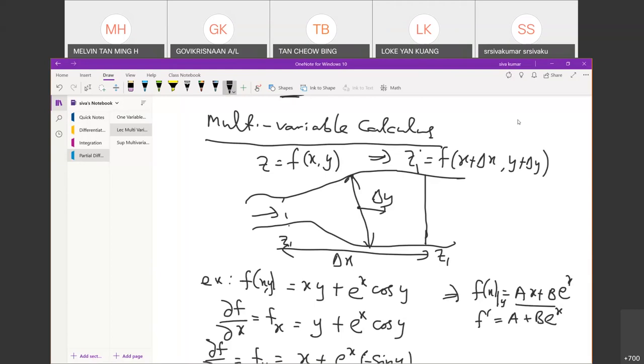At this point, the Z. What is the difference? I need to see Z1 minus Z. This one is Z, it's not Z1. Therefore, you can see there is some difference that exists. I remove this one also.